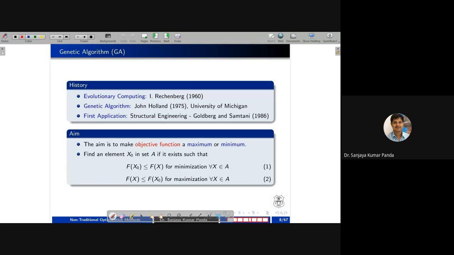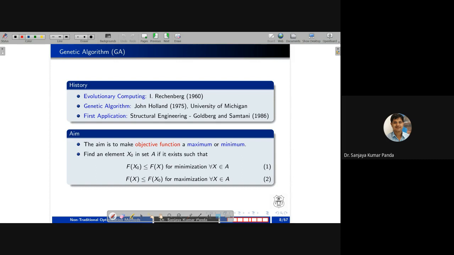Now, as an application, as you know, civil engineering is one of the oldest engineering branches. So the first application was in the field of structural engineering, which belongs to civil engineering, by two authors. One is called Goldberg and the other is called Samtani. So they applied the genetic algorithm to their problem in the field of structural engineering in 1986. So that is the first application. So you can see it is around 36 or 37 years back.